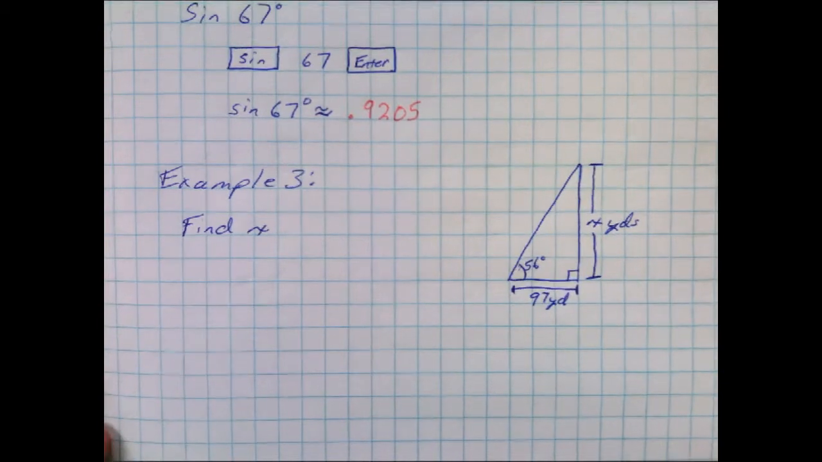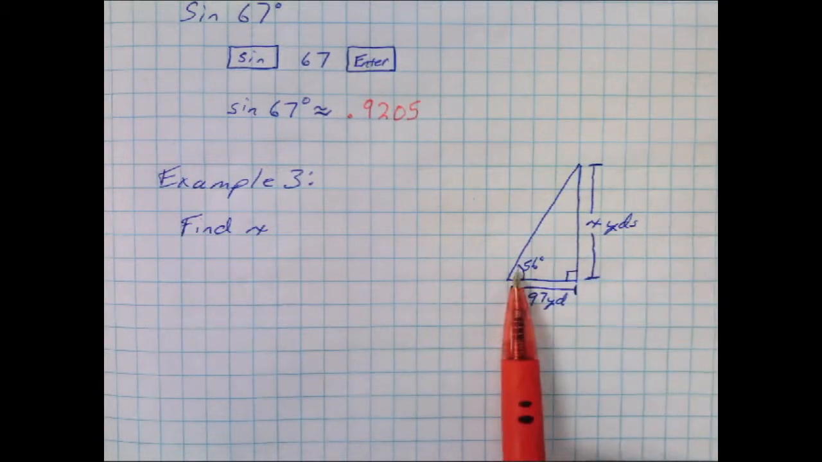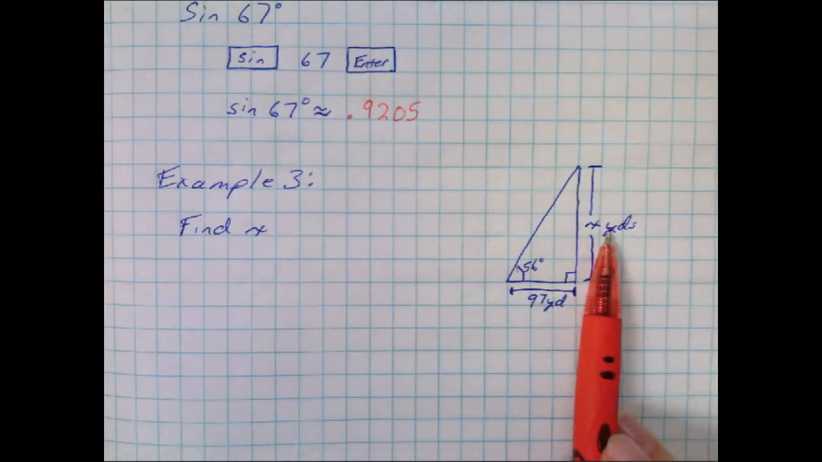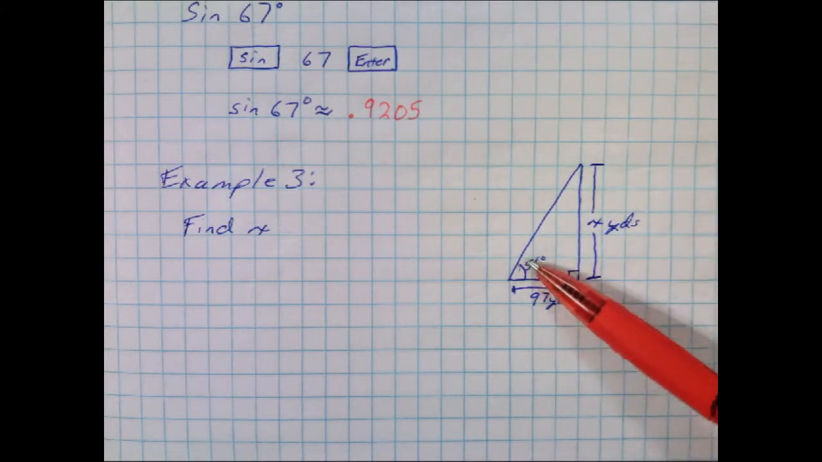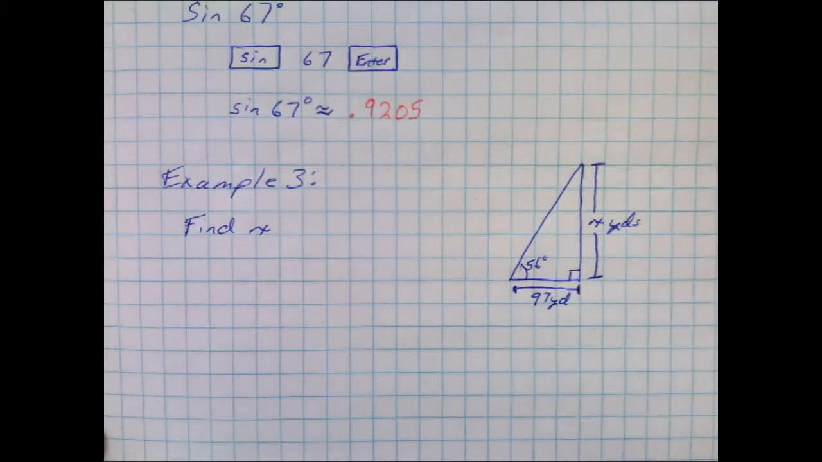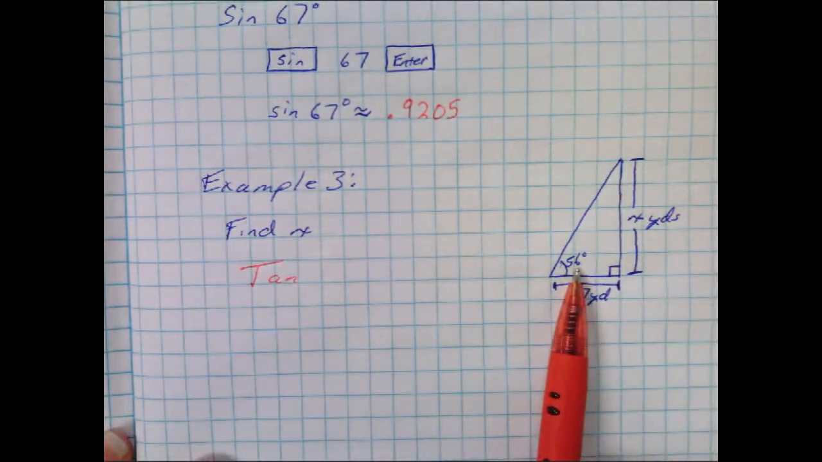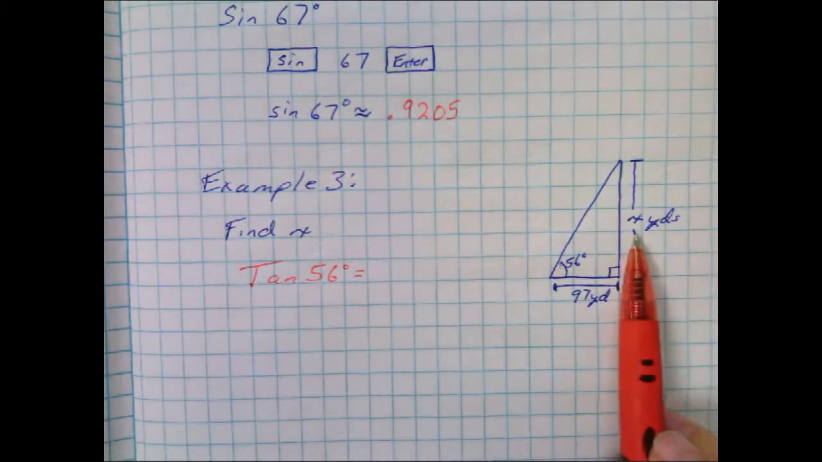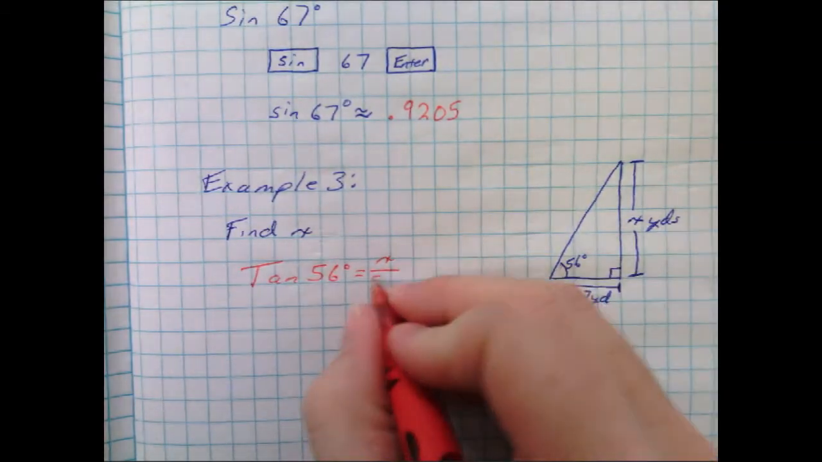So the next thing that we're going to be doing is I have an actual triangle here. We're going to be finding x. We have an angle measurement, we have a side length. So we're going to be using those to help us find x. Well, what's going on here? We have a right triangle. From this angle, we have an opposite. We have an adjacent. So which one of our trig functions is that? Well, that's tangent. So we're going to do tangent of our angle measure, which is 56 degrees, equals opposite, which is x, over adjacent, which is 97.